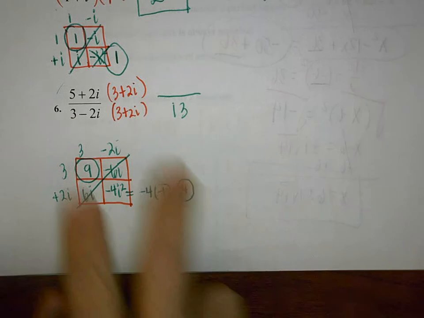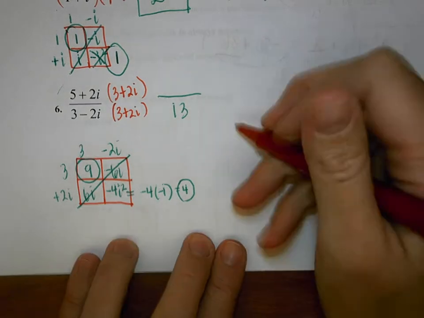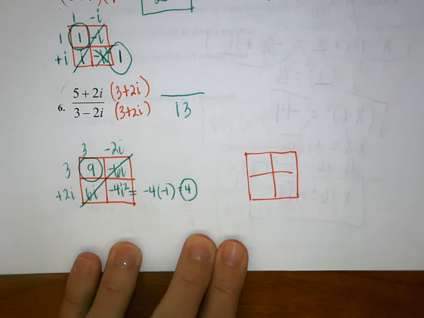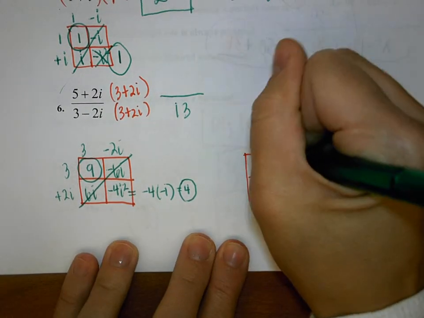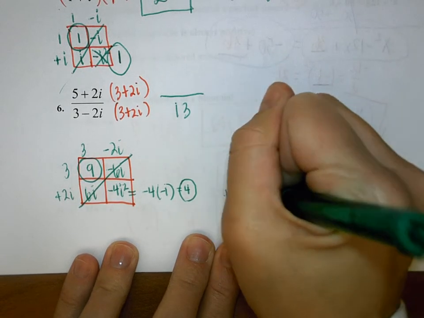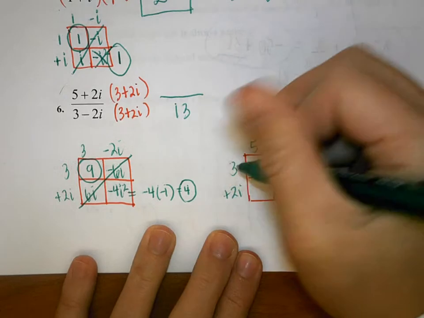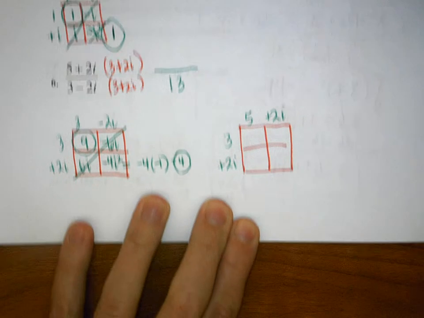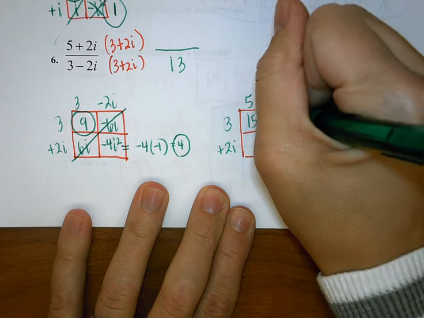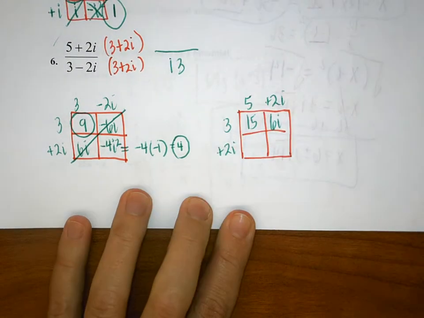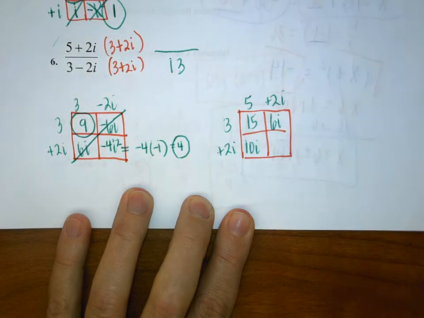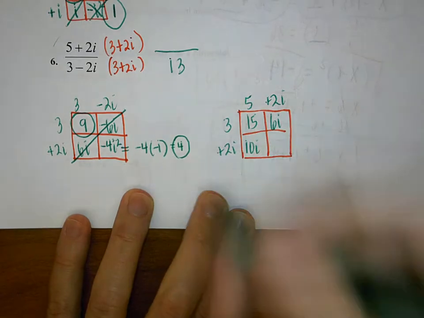Okay, so now we're going to do the numerator. So I'm going to make a box again to multiply. Okay, and I have 5 and a positive 2i and 3 and a positive 2i. So when I multiply here, 3 times 5 is 15. 3 times 2i is 6i. 2i times 5 is 10i. And then 2i times 2i is 4i squared.